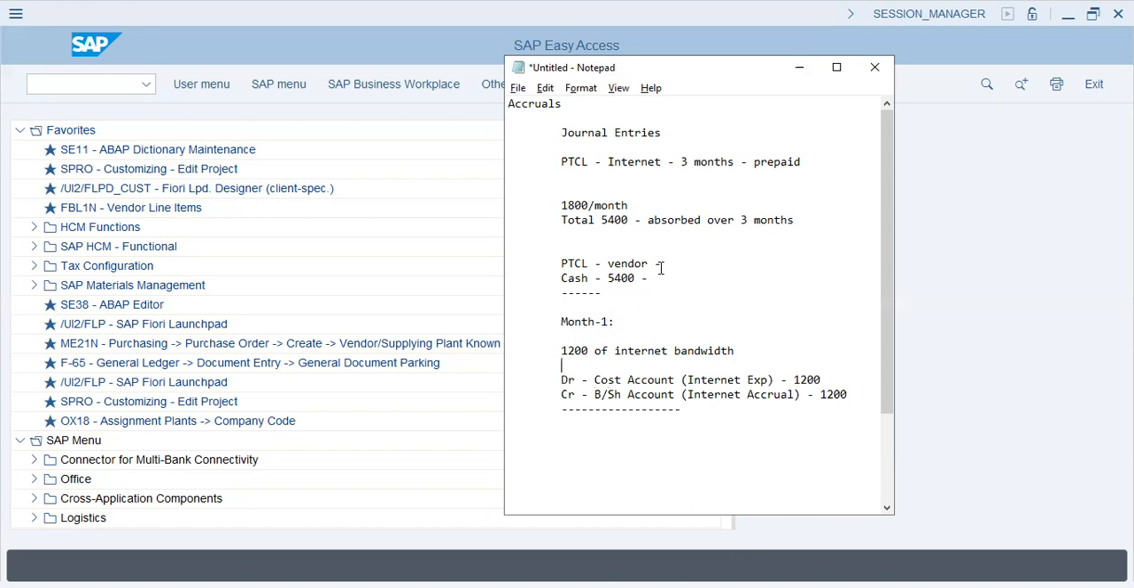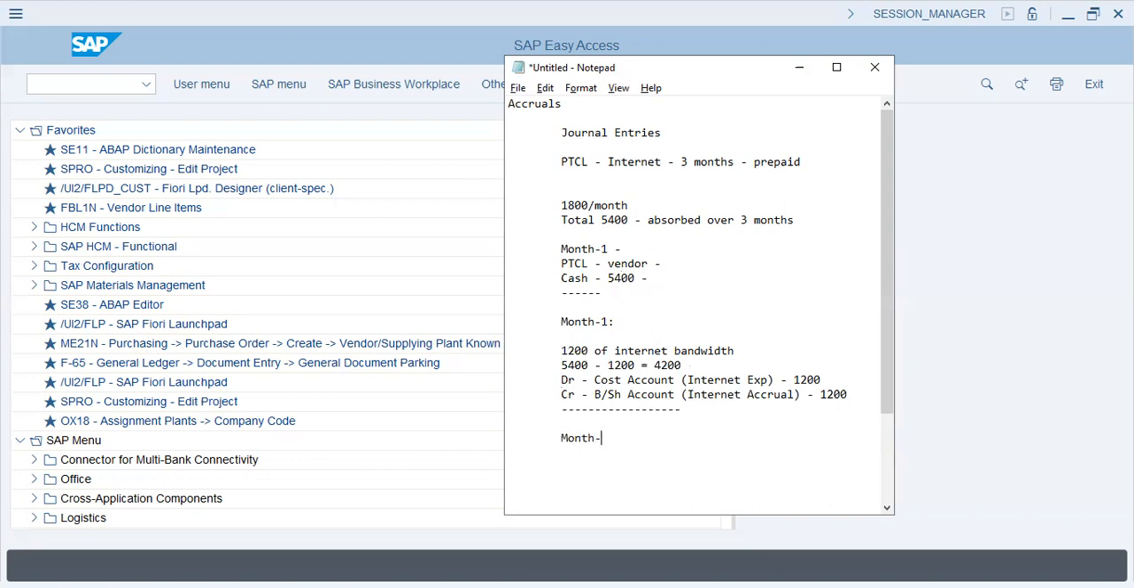From 1200, what is left back is 5400 minus 1200, and that equals 4200. You have already posted in month one this cash. Okay, you've already posted it. This is already paid. This is prepaid.